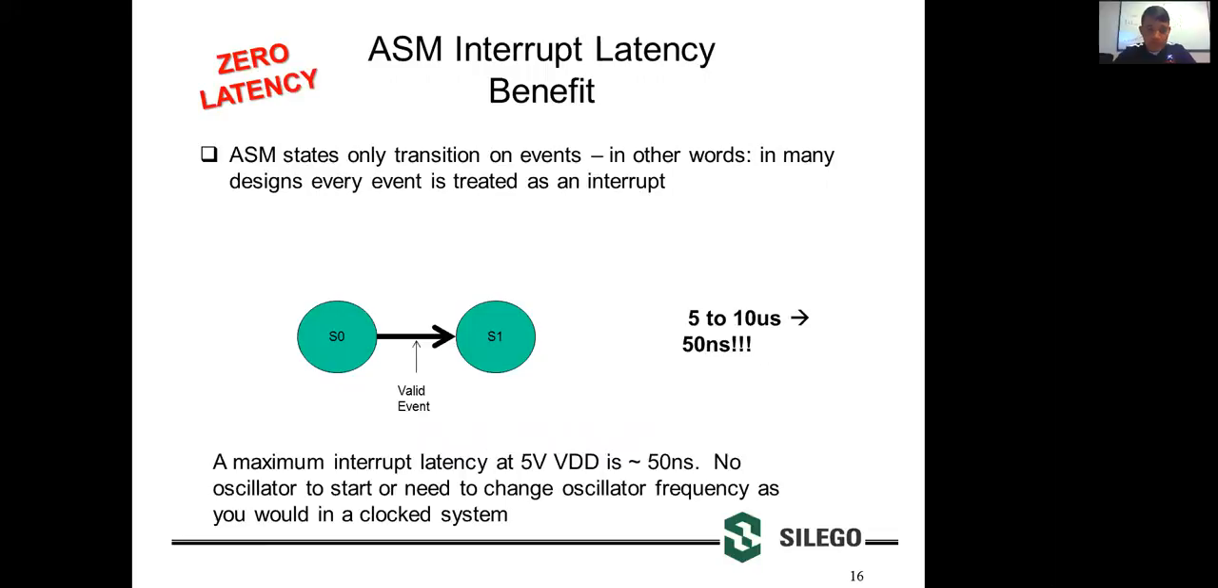Now, the next major point we're trying to make here is zero latency. Obviously, it's not truly zero latency, but it's so much faster than microcontrollers. In the marketing world we say, if you're 100 times faster than your competition, we'll just go to the extreme and call that zero. The truth is, interrupt latency in our ASM can be as fast as 50 nanoseconds, compared with even fast microcontrollers at 5 to 10 microseconds, and I'll explain this in more detail.